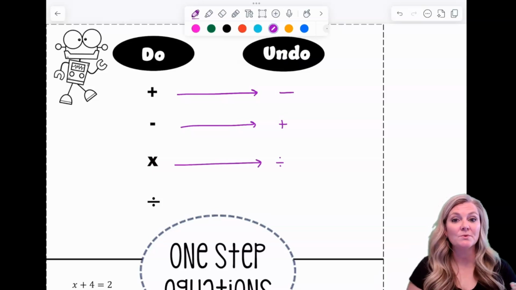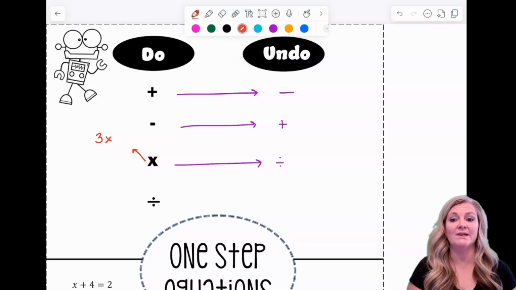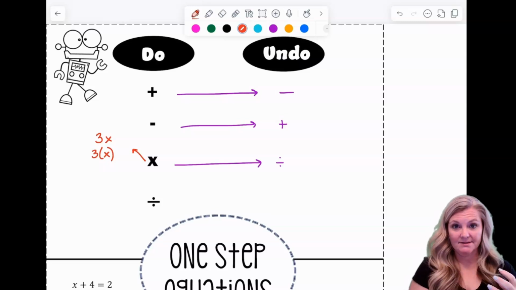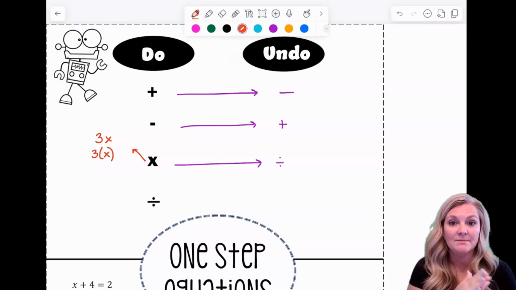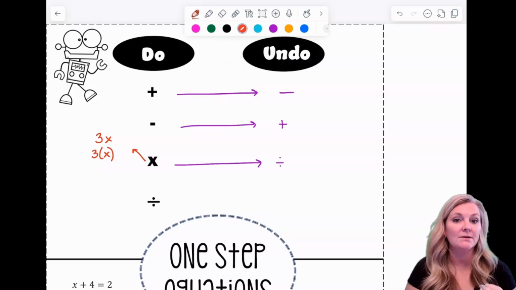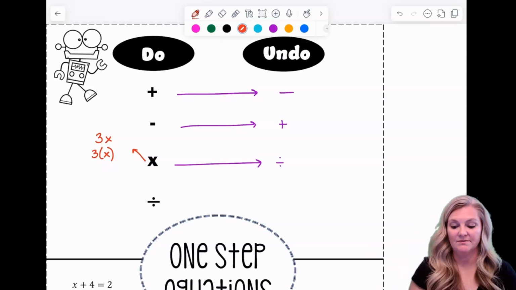Now in Algebra 1, there are a few ways you're going to see multiplication written in an equation. You could see it written as something like 3x, where they're next to each other, or you could see it written as 3 parenthesis x. You're going to hear me say many times this year, if it's next to each other, what does it mean they're doing? They are multiplying. There's not an addition or subtraction in between. If they are right next to each other, that means they are being multiplied. So to undo multiplication, what we're going to do is divide.